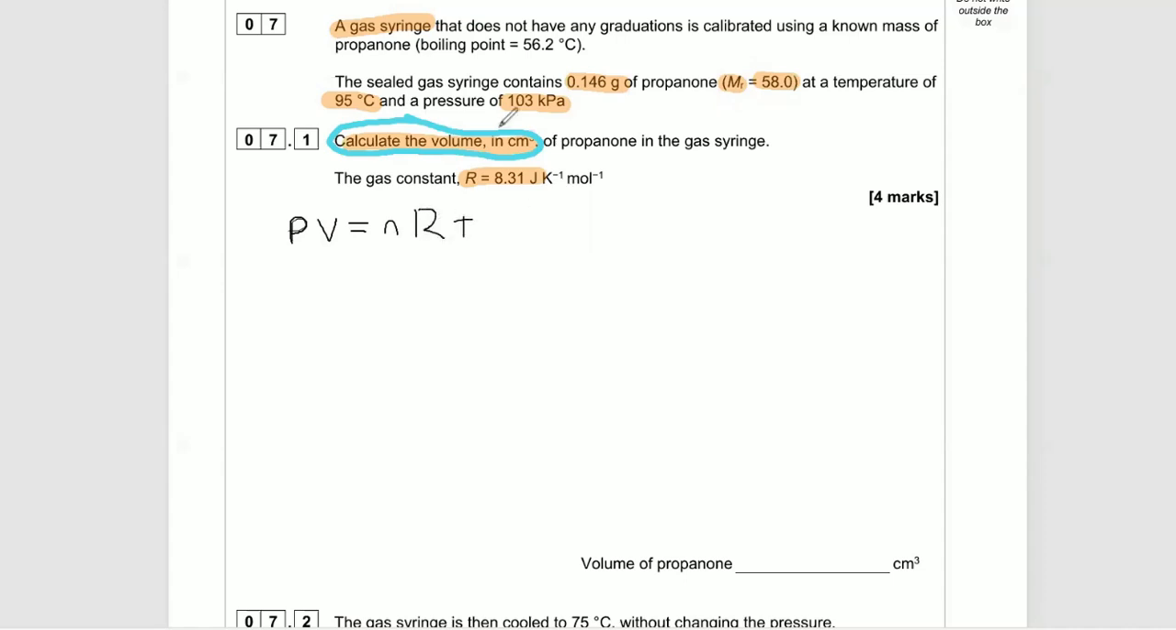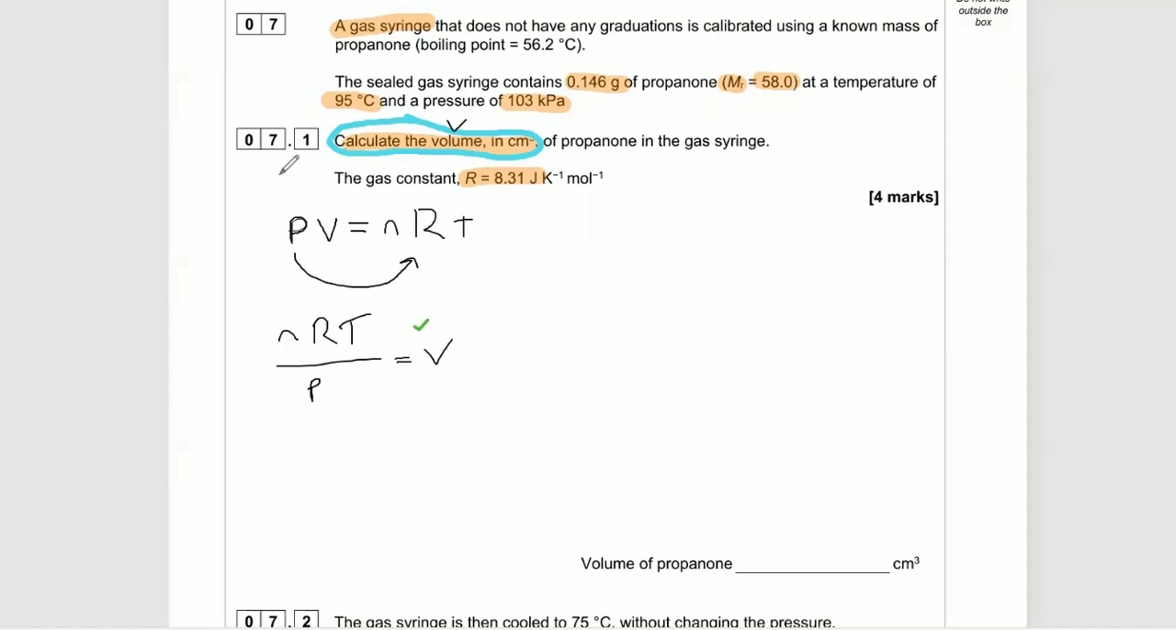Now, we want to find the volume, the V here. And you should recognize if we want to find V, we've got to rearrange. So I need to bring the pressure under nRT, divide both sides by pressure, and that will leave the V on its own over here. Okay, so we need nRT over P.